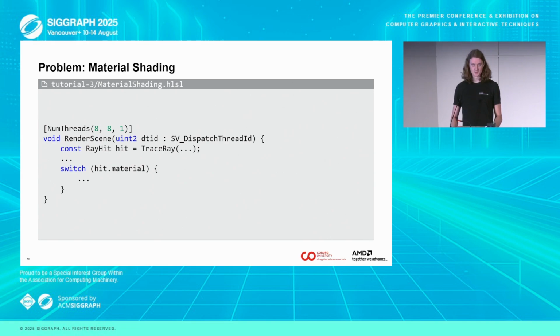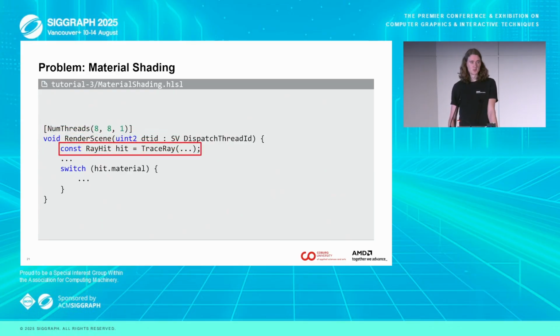In this tutorial for material shading, the baseline is that we're starting with a compute shader that would render a scene. We have the usual compute shader semantics here, which just declare, okay, in this case, we're not doing 2x2 threads. That would be a little bit small for GPUs. Instead, we do 64 pixels at a time in an 8x8 layout.